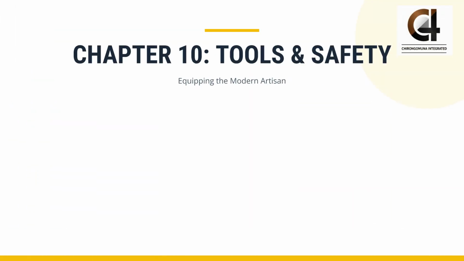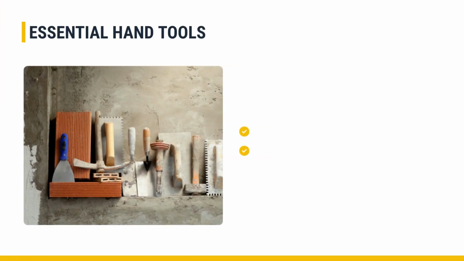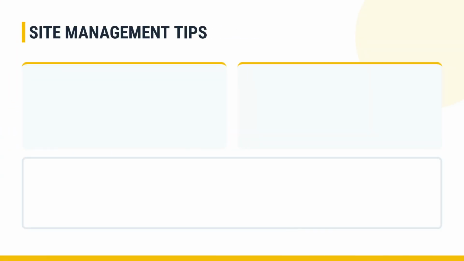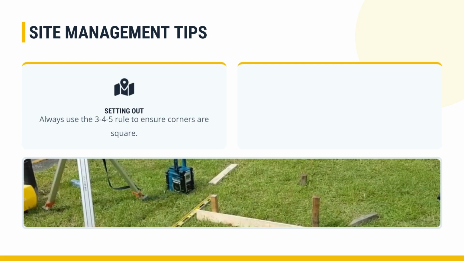Chapter 10 focuses on tools and safety, equipping the modern artisan with the knowledge for safe and efficient work. Essential hand tools include the trowel for spreading mortar, the spirit level for horizontal alignment, the plumb bob for vertical checks, and line and pins for straight brick courses. For site management, always use the 3-4-5 rule for square corners during setting out. When storing materials, keep cement on pallets off the ground to prevent hardening.